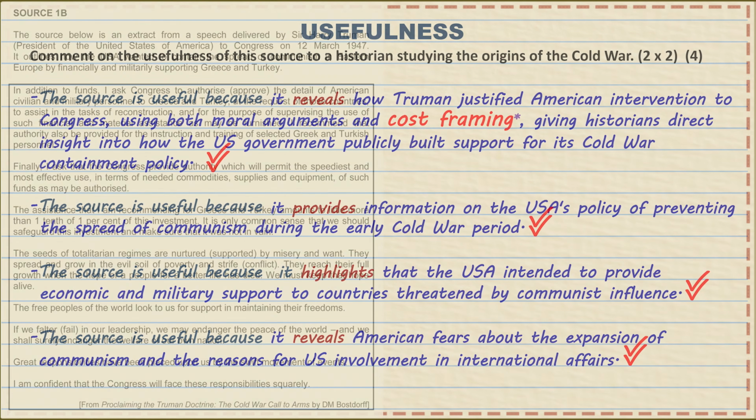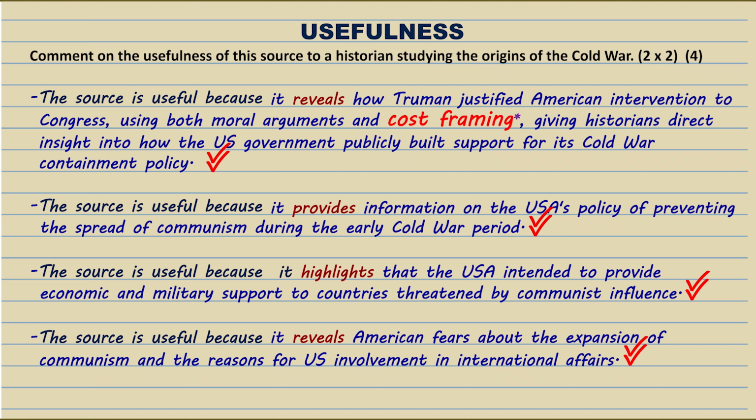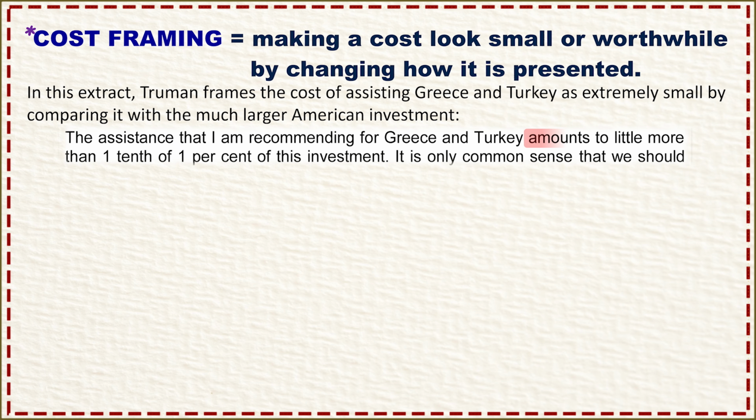Earlier, when we were explaining the usefulness of source 1b, we said the source is useful because it reveals how Truman justified American intervention to Congress using both moral arguments and cost framing, giving historians direct insight into how the US government publicly built support for its Cold War containment policy. The stated use of cost framing can make us question the reliability of the source. Cost framing means making a cost look small or worthwhile by changing how it is presented.